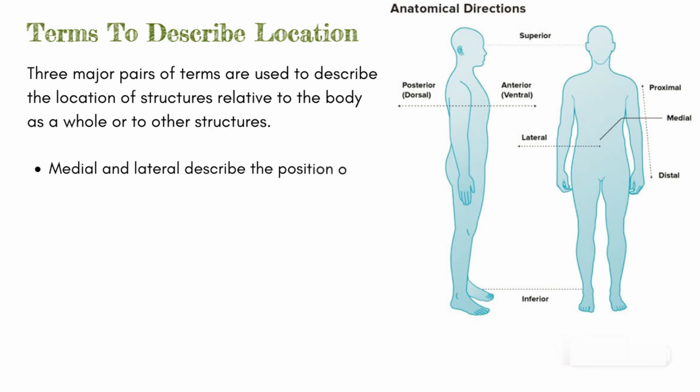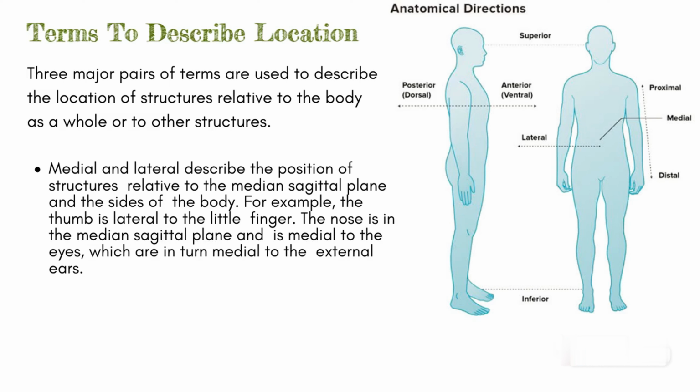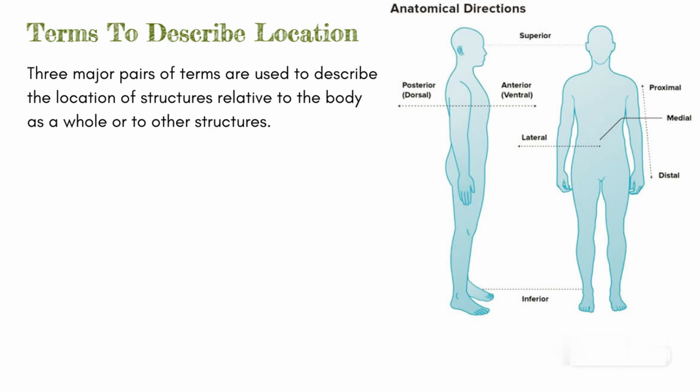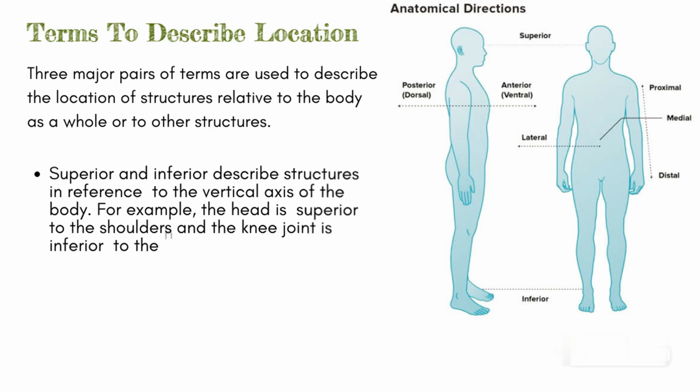Medial and lateral describe the position of structures relative to the median sagittal plane and the sides of the body. For example, the thumb is lateral to the little finger. The nose is in the median sagittal plane and is medial to the eyes, which are in turn medial to the external ears. Superior and inferior describe structures in reference to the vertical axis of the body. For example, the head is superior to the shoulders and the knee joint is inferior to the hip joint.